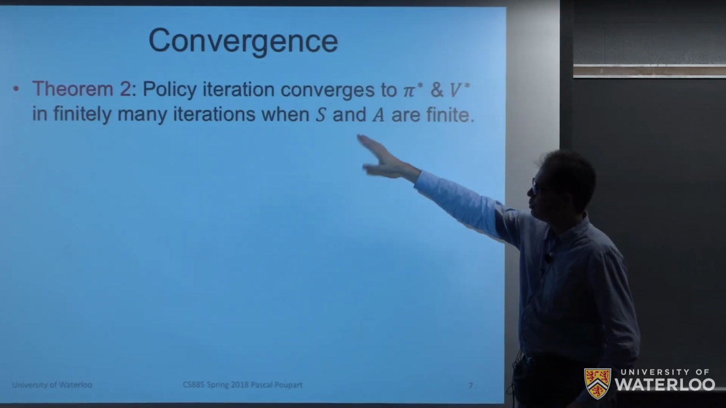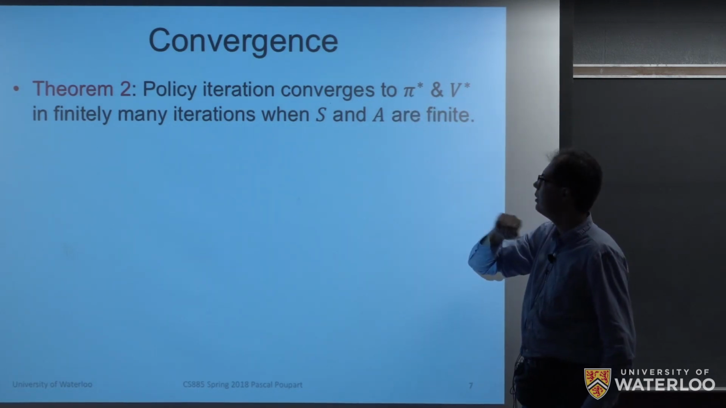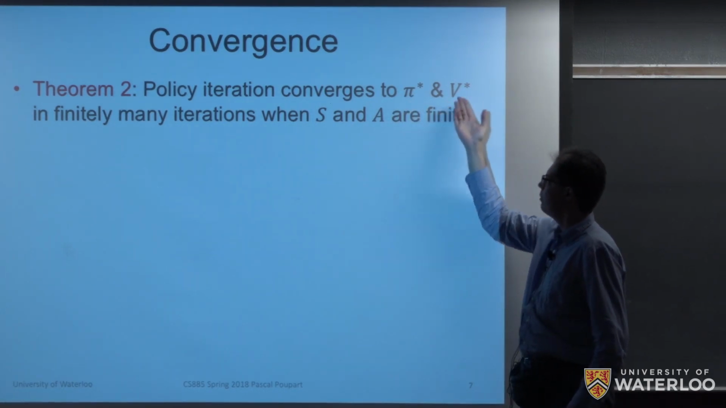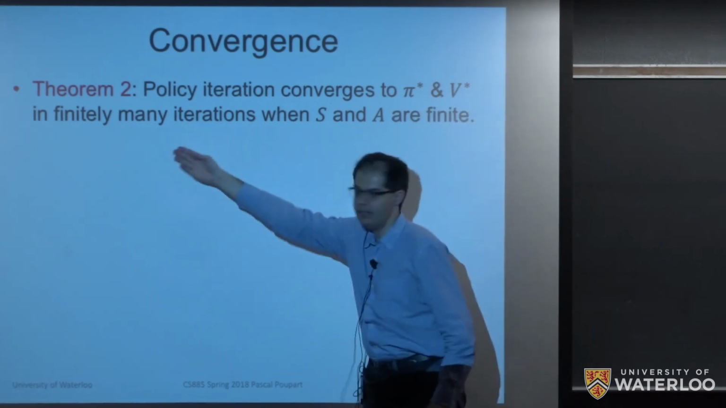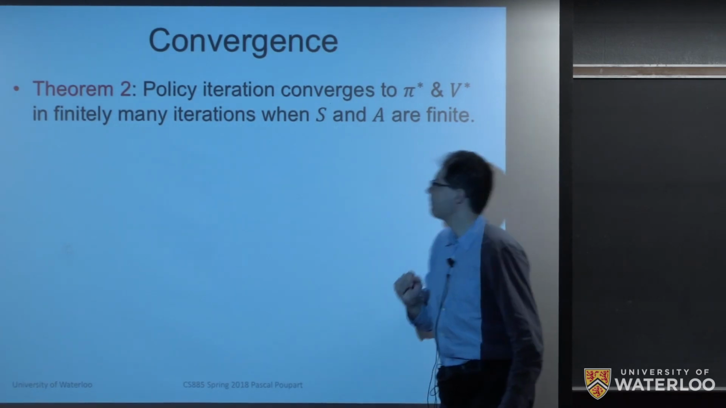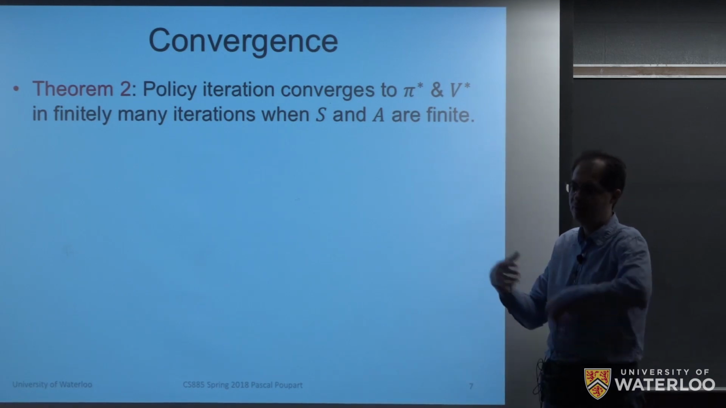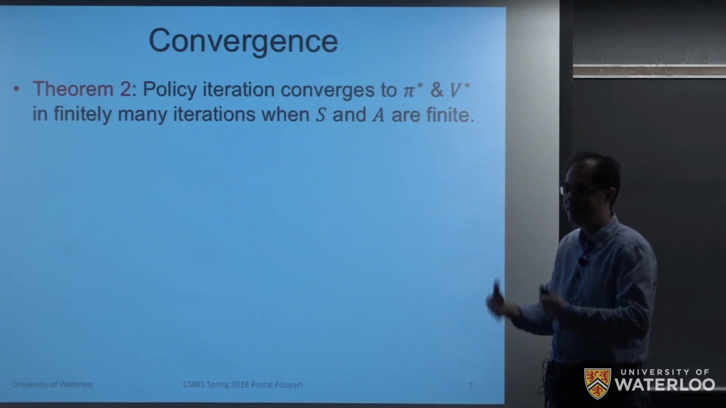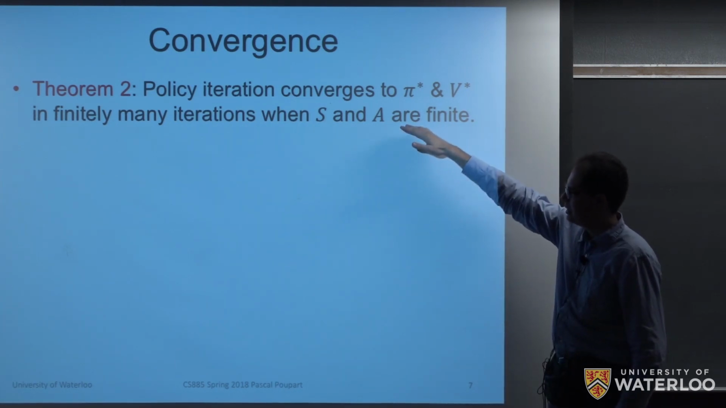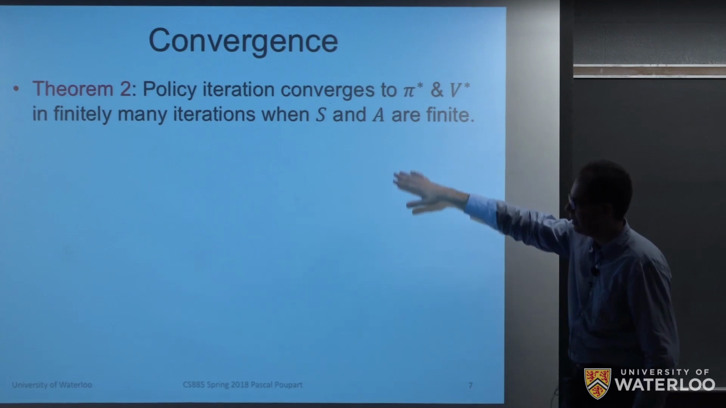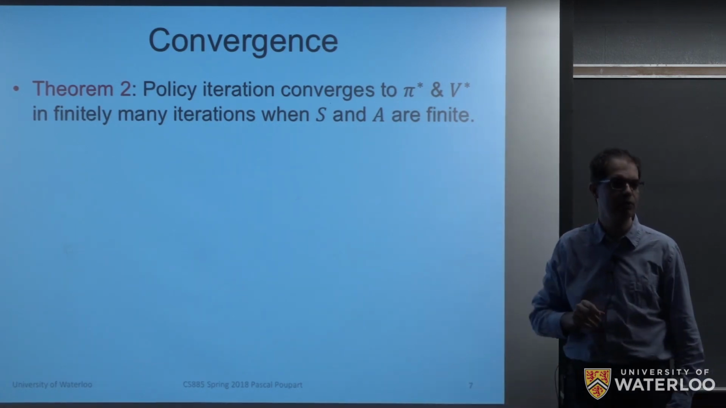Okay, so we're now ready to prove that policy iteration will converge to the optimal policy pi star, and will also have a value function v star, and this will be achieved in finitely many iterations. This is as long as S and A are finite. If you have continuous or infinitely many states or actions, then it's not as obvious, and it's not necessarily the case that it's going to be finite, but when those are finite, then the number of iterations is also going to be finite.